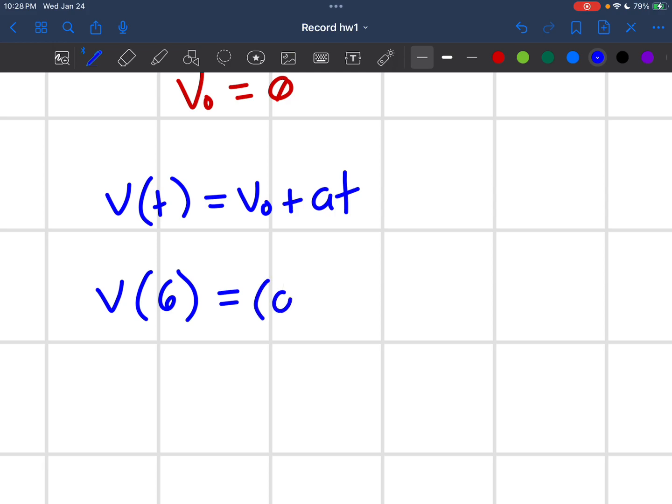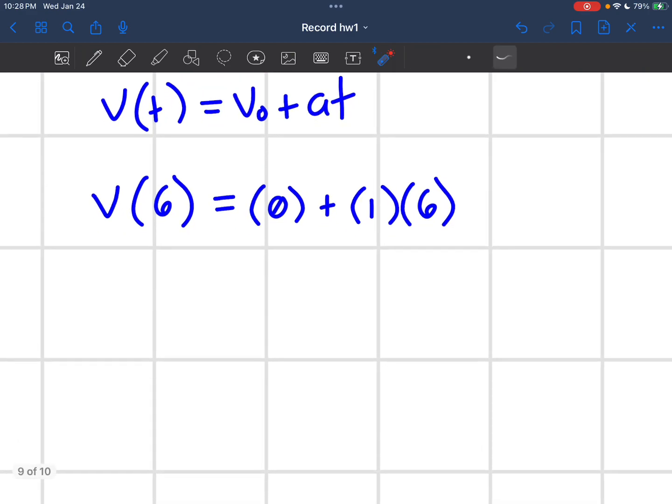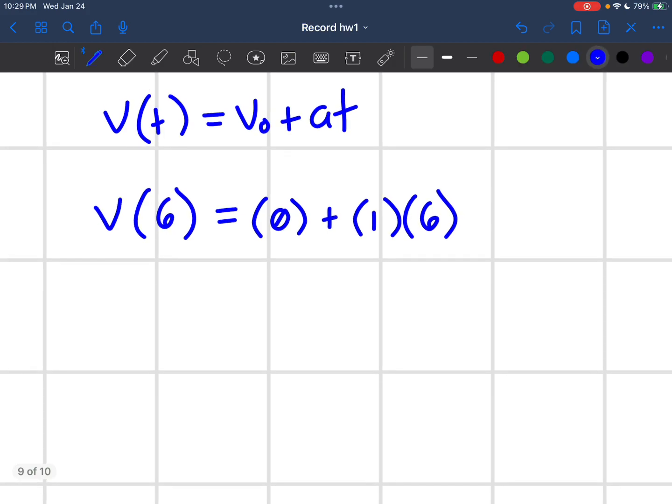So I'm looking for my velocity after 6 seconds of traveling at 1 meter per second. My initial velocity was 0. My acceleration is positive 1. And my time traveling is 6 seconds. So again, I'll have meters per second squared times seconds. This time only one of those seconds cancels out, leaves me with meters per second, which is excellent because that's a unit of velocity, which is what I'm looking for. So my velocity after 6 seconds, 6 times 1, 6 meters per second.